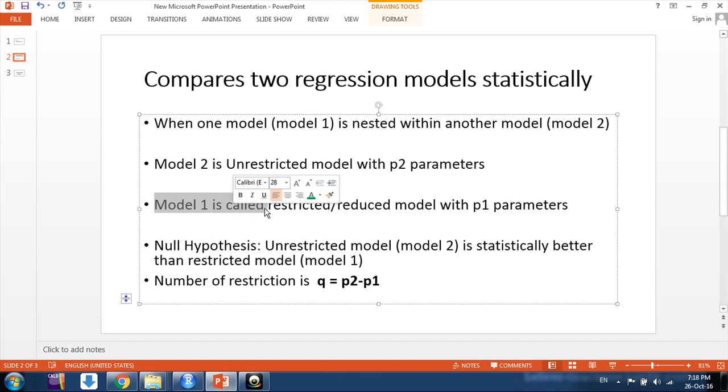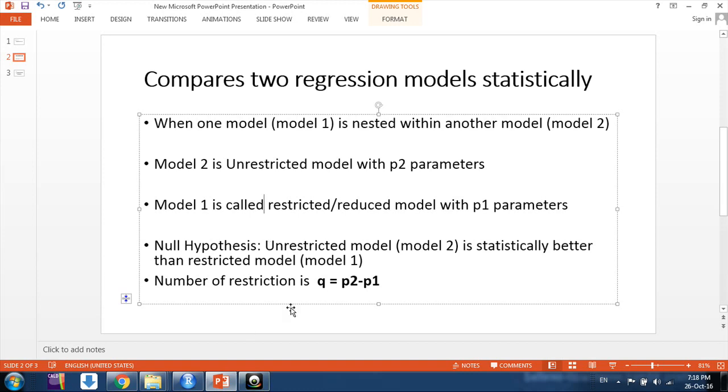Okay, friends. So model 1 is a nested model, which is a restricted model of model 2. Here the null hypothesis we have for the F test is that an unrestricted model is statistically better than restricted model, because when we have a model with more number of parameters, it is definitely that R square would increase. But the increase in the R square, is it really statistically significant or not? We want to test that.